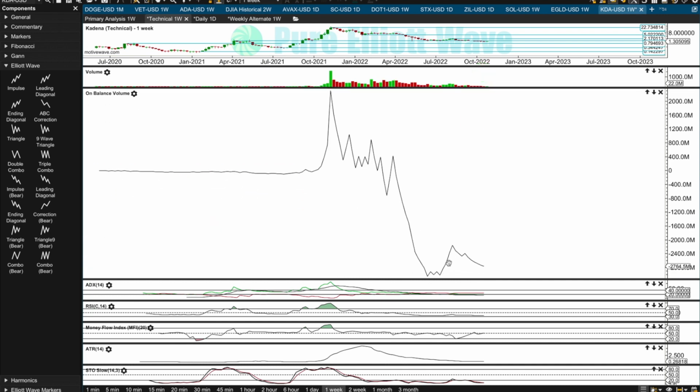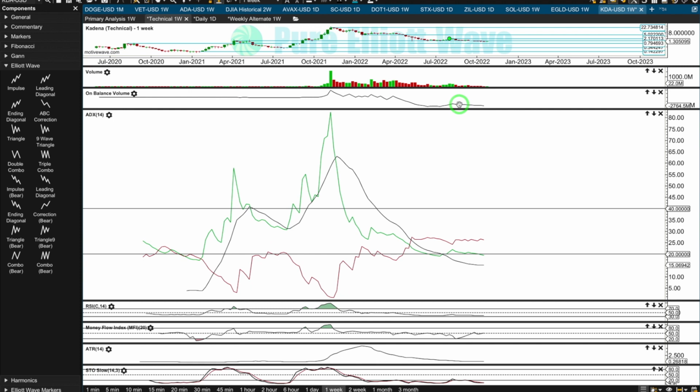On balance volume, not making lower lows with price. The close here, 1.634424, and the last close in the last completed week, 1.26. Price is reasonably lower, on balance volume is higher, so there's some bullish divergence, but I'd rather wait to see a pivot low form before I really considered that.